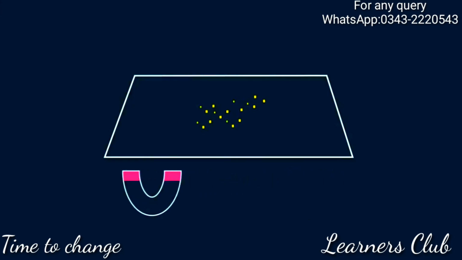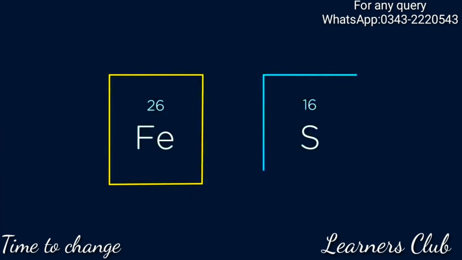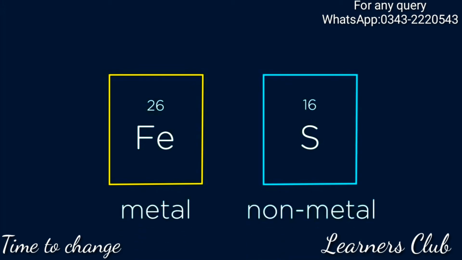From these 4 tests, it can be seen that iron and sulfur are 2 completely different elements and behave differently in the 4 tests. Iron is a metal element and sulfur is a non-metal element.